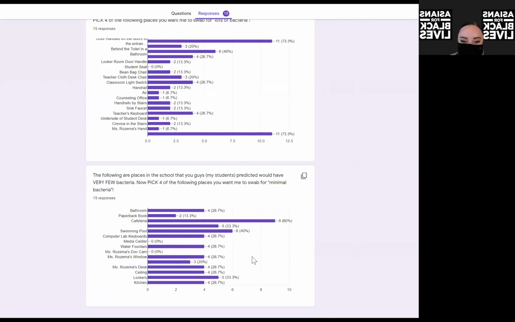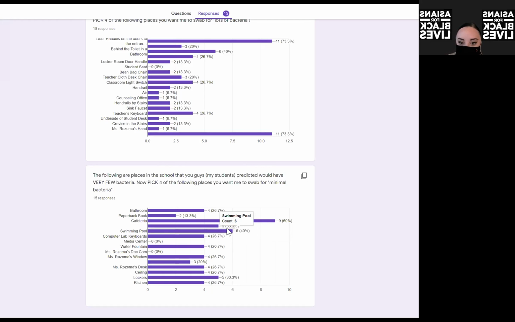All right, so areas that have very little bacteria. Cafeteria, right? And I think the logic there was that in a normal year, we would probably swab the cafeteria for lots of bacteria, disgusting, but no one's using it. So our assumption is that it's not going to have a lot of bacteria.